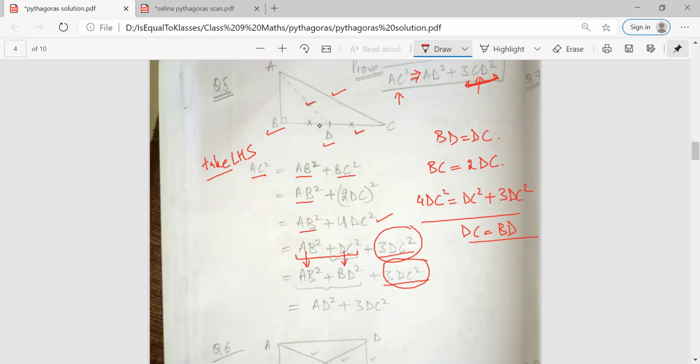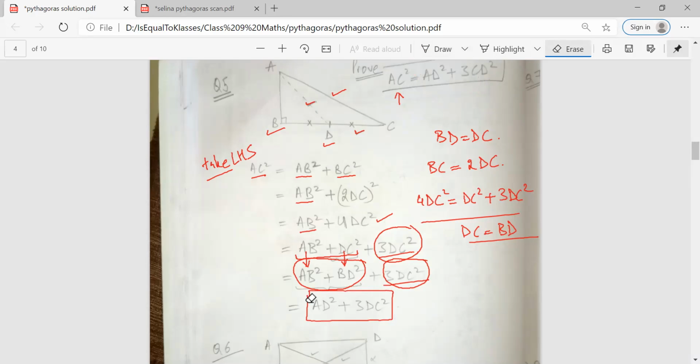And that is what I see here, that once I write DC square as BD square, then AB square plus BD square is equal to AD square. And this is my right hand side. Any doubt, Mr. Rudra? No, sir.